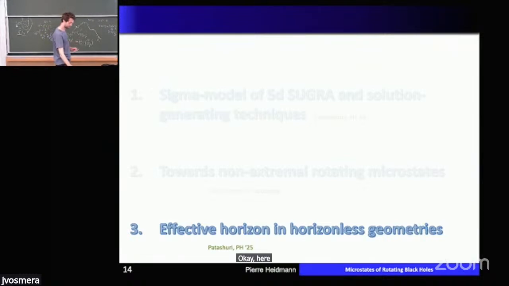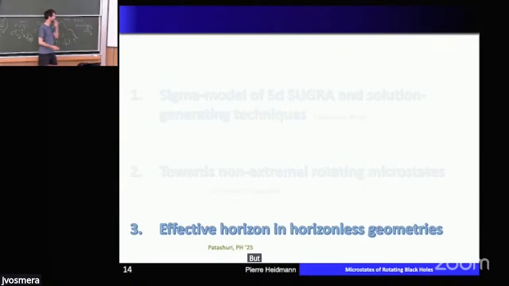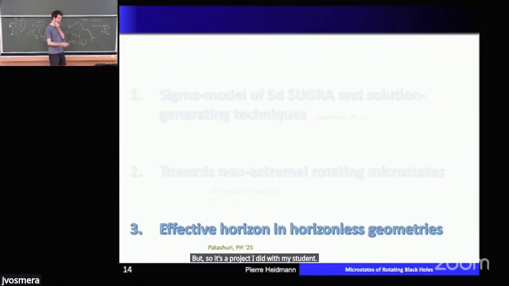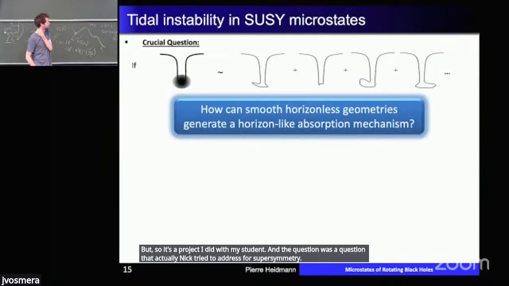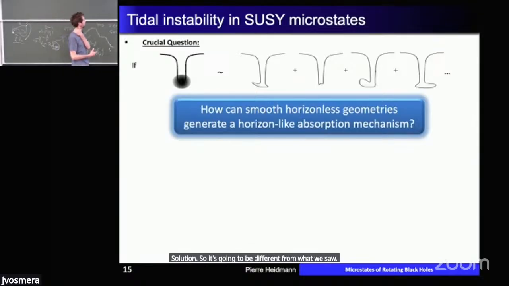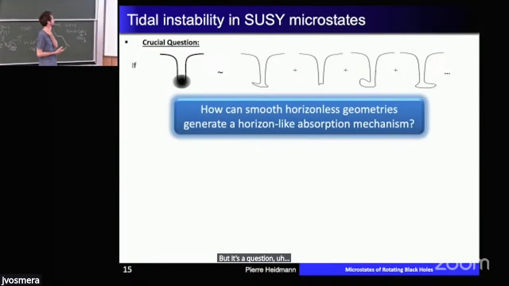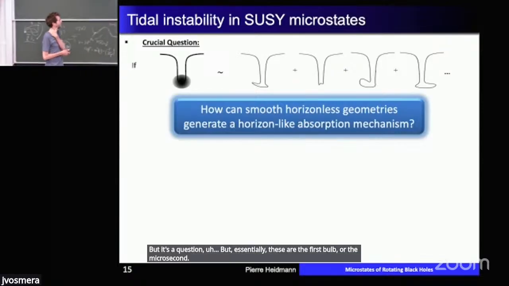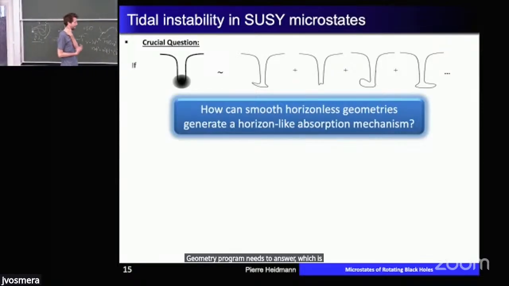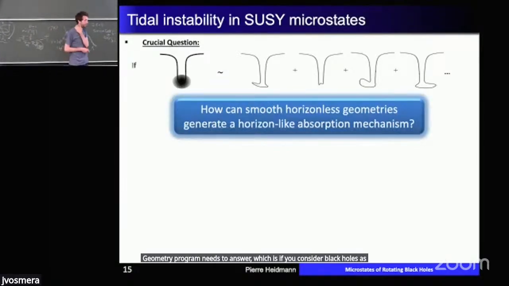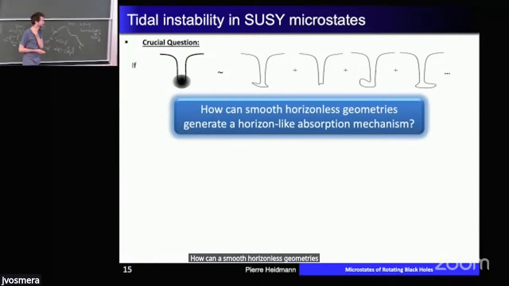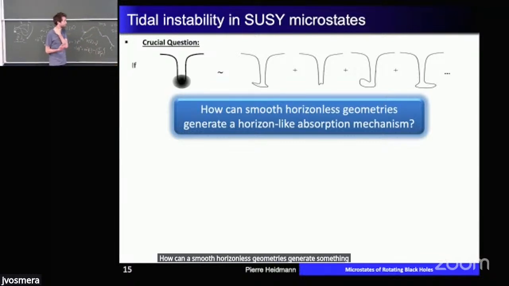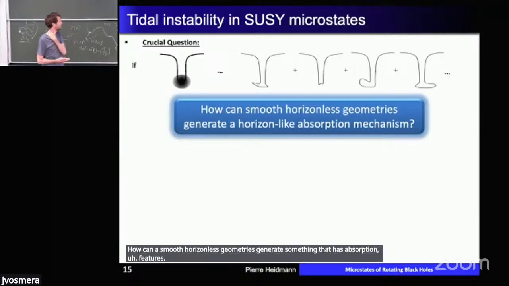Okay, here is a completely tangential move, but I think the project is pretty cool, and at least it's less technical than the sigma model. It's a project I did with my student, and the question is one that Nick tried to address for supersymmetric solutions. It's completely different from what we saw, but it's a question that the microstate geometry program needs to answer: if you consider black holes as an ensemble of horizonless states, how can smooth horizonless geometries generate something that has absorption features? What can be a mechanism?